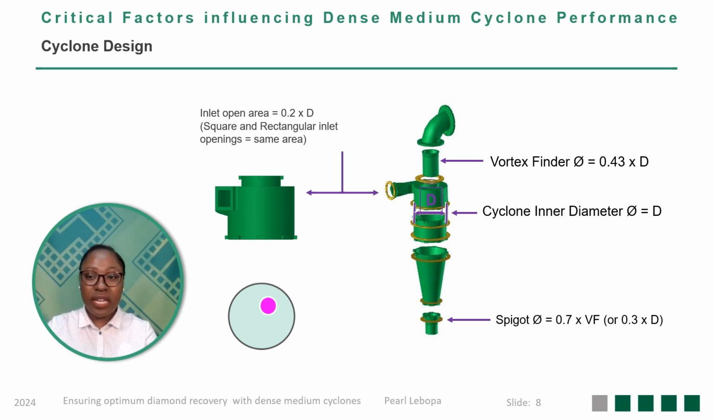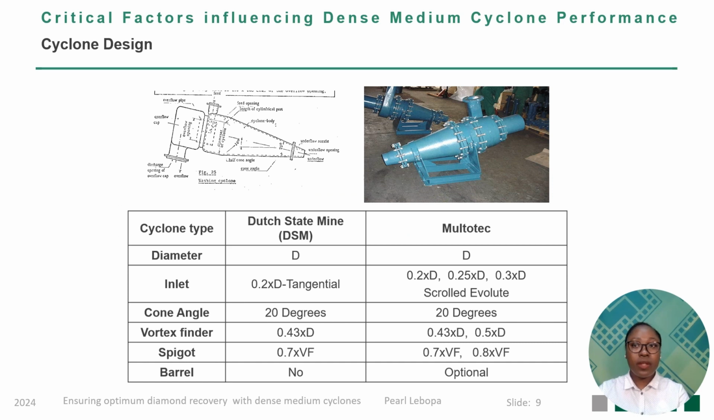When the vortex finder in the diamond industry, or rather the diamond application, is worn out, this results in fine diamond losses to the overflow. That should be avoided when one has a worn vortex finder. The ratios that I just mentioned are from the Dutch State Mines. For example, looking at the vortex finder being 43% of our cyclone diameter, which you can see, and the spigot, which is 70% of the vortex finder.